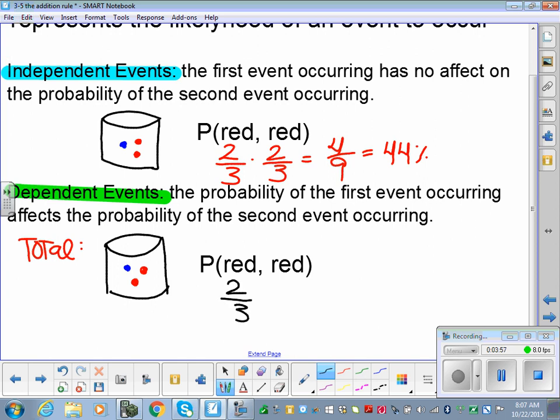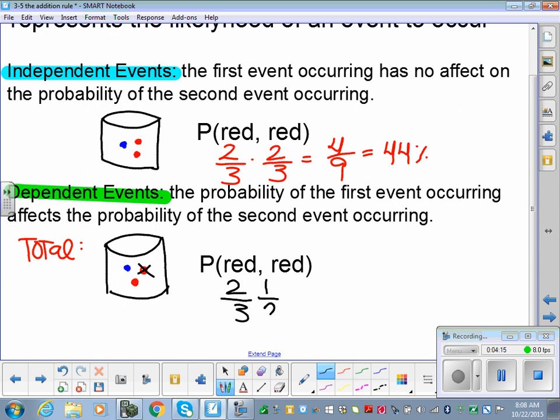All right, so now we have now drawn out a red. So I'm going to cross it out. We've drawn it. It's on the outside. Now on the second draw, since it's dependent because now we've drawn a red and not replaced it, now what's the probability of drawing a red? 1 out of 2. Good.